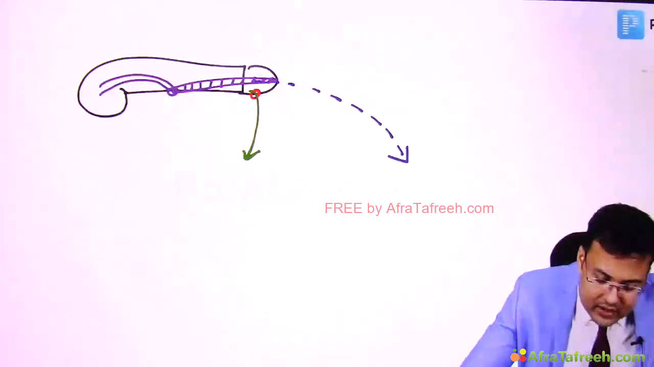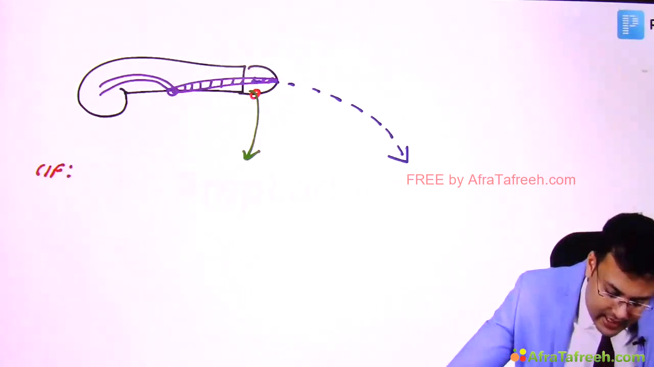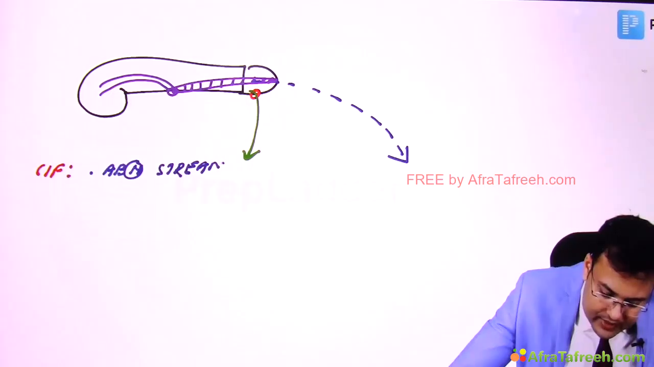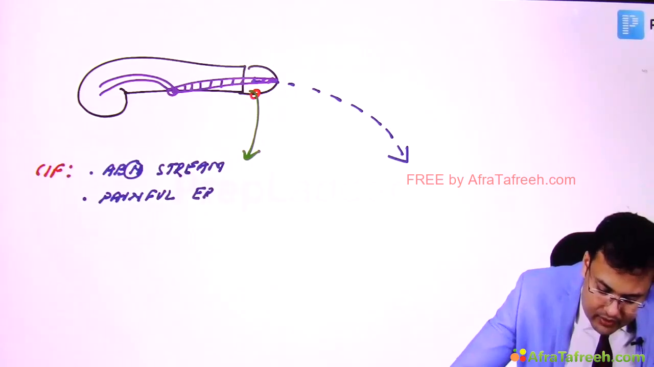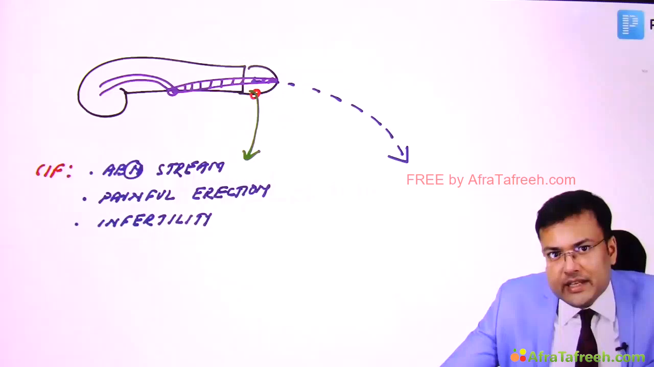So see the clinical features. These patients have abnormal stream. There is painful erection. And especially in posterior types, the patients have infertility. Why? Most of the semen is deposited outside the vagina.